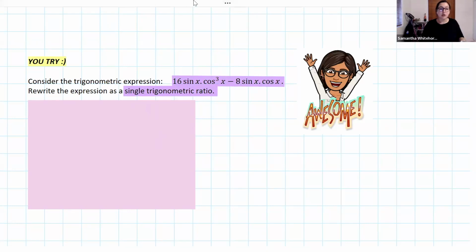And quite honestly, I could make this a proof. I could say, take the 16 sine and so on, equals this, prove the identity. So it's the same sort of logic. Look at what you have. Are there double angles you can use? Are there identities that you can use? I'll give you a little hint. Can you factorize? And then you go from there.